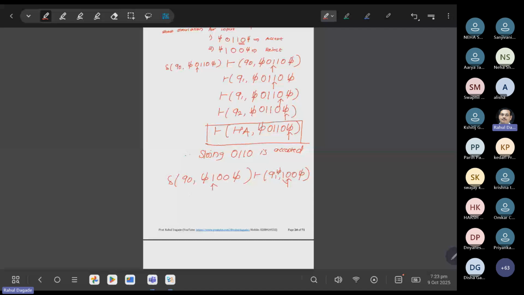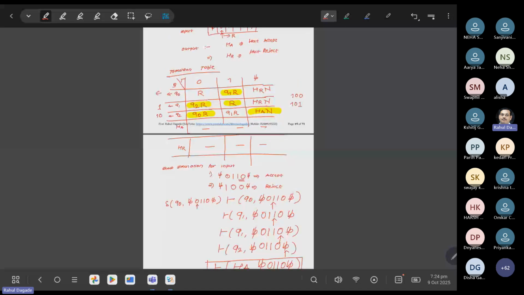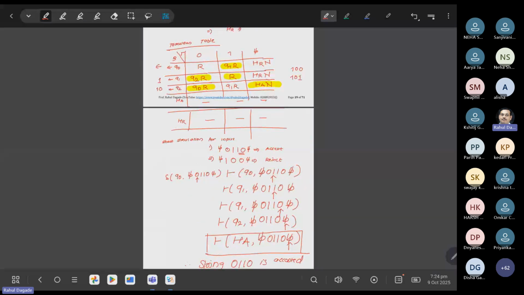Now Q1 on 0, what does it do? Q1 on 0 goes to Q2 and moves to the right. So Q2 state, blank 100 blank, and the pointer comes to the third input, that is 0. Now what is Q2 doing for 0? Q2 for 0 comes back to the Q0 state and moves the pointer to the right. So it is in the Q0 state, blank 100 blank, and the pointer is on the blank. And what does Q0 do for a blank input?